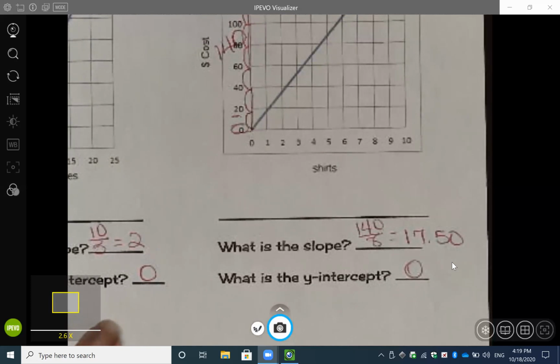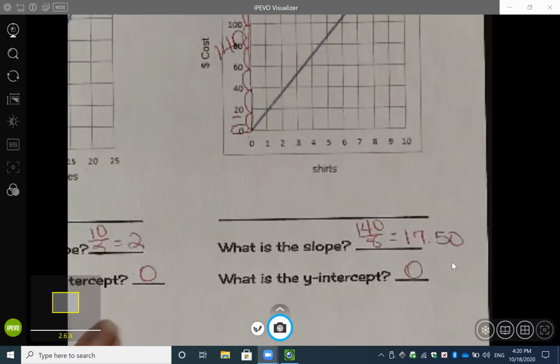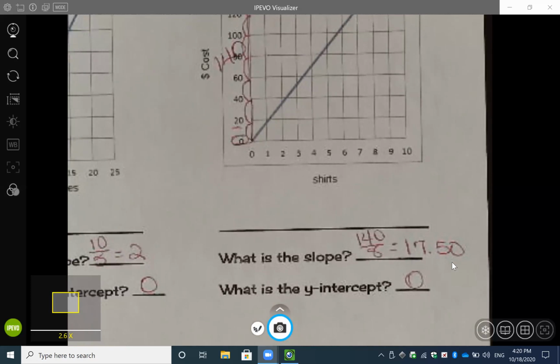That's it. So remember that your unit rate is simply taking your slope and simplifying it down to its smallest unit. Okay? Taking your slope and simplifying it to your smallest unit. Good luck, guys.